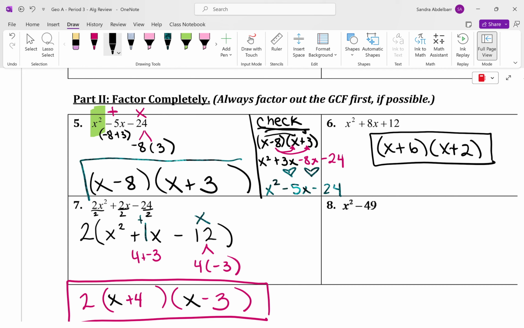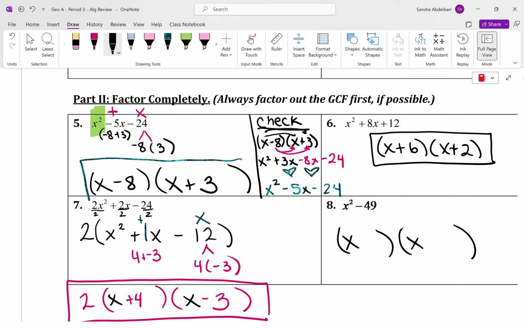So first thing you have to check for, is it a difference, meaning a minus? Is it a minus? Yes. On either side of the minus, are they both perfect squares, meaning something times itself gives us that number? Yeah, x squared is a perfect square, x times x is x squared. 49 is a perfect square because 7 times 7 is 49.